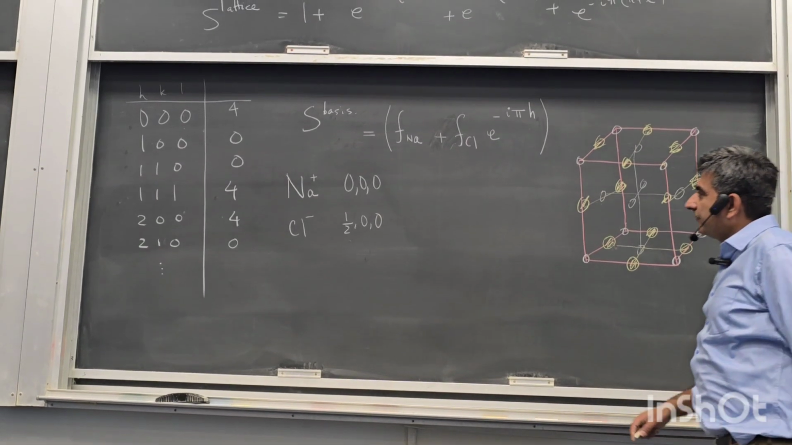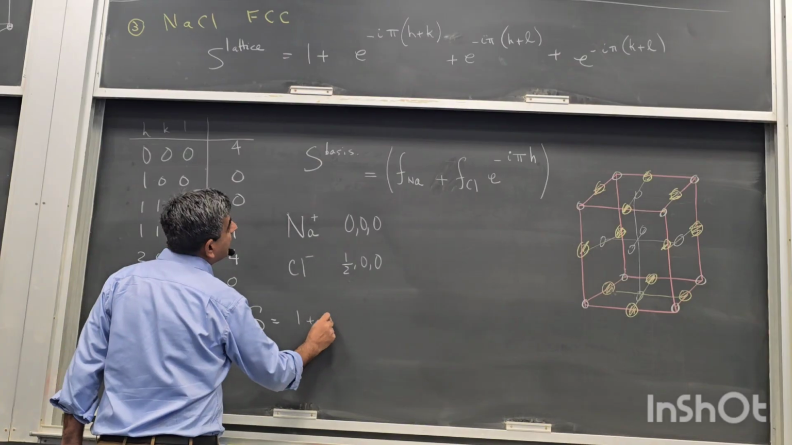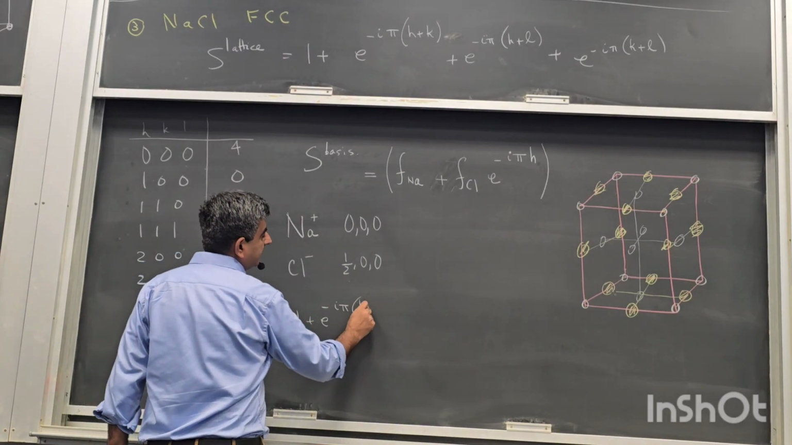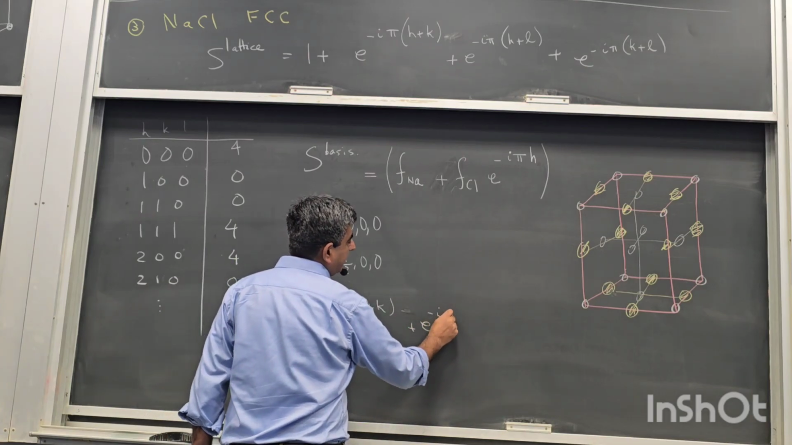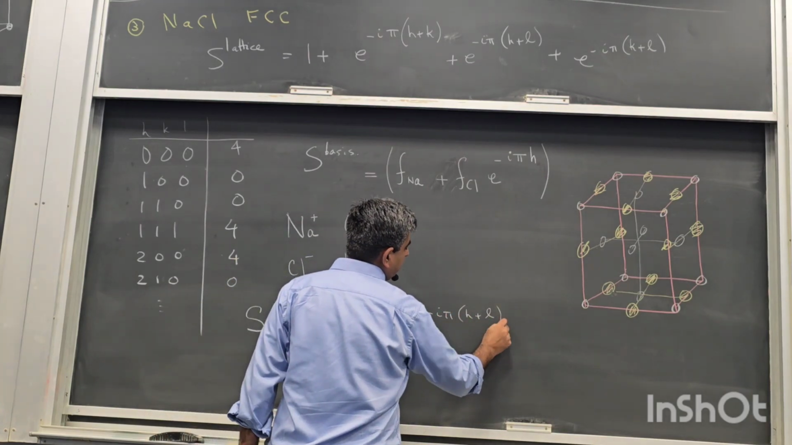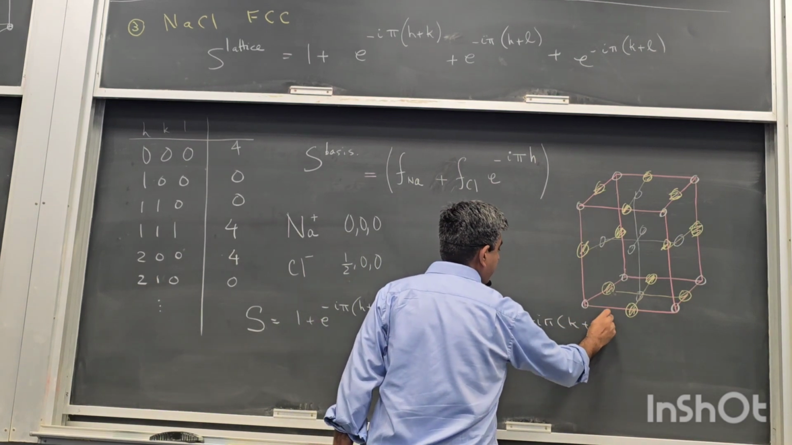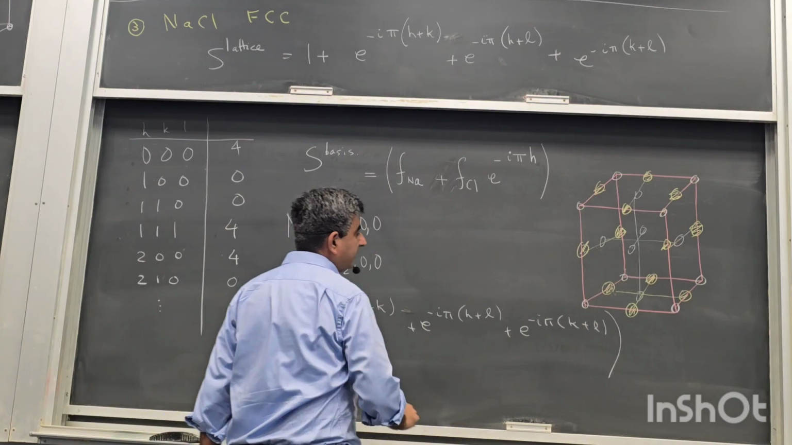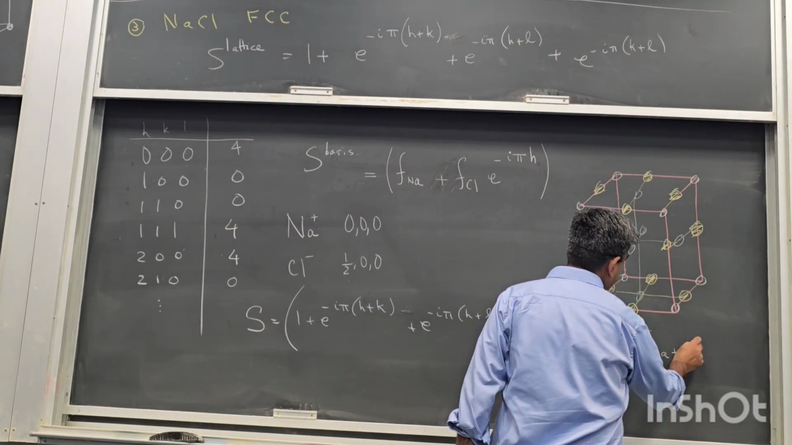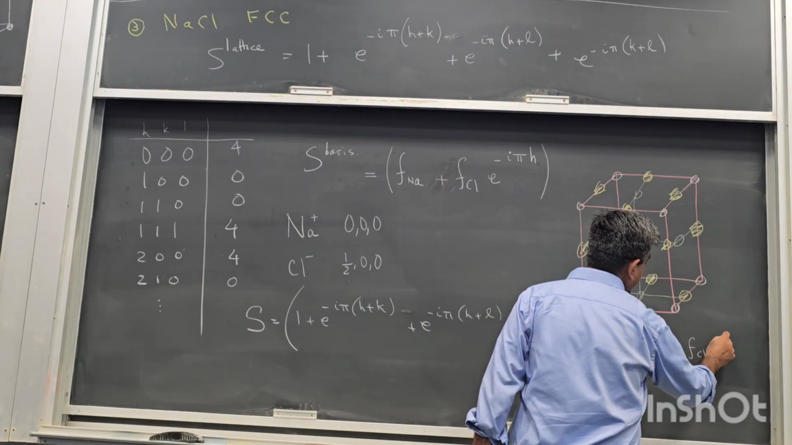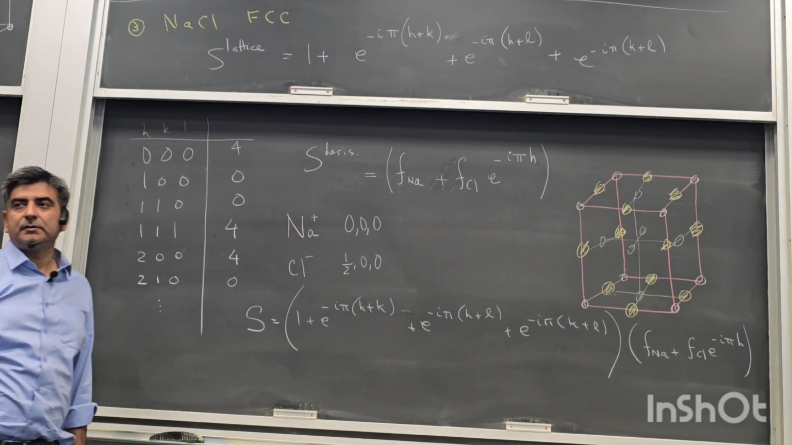Now what you would like to do is find an overall structure factor, which will be 1 plus e to the minus i pi (H plus K), plus e to the minus i pi (H plus L), plus e to the minus i pi (K plus L), and you multiply this with F Na plus F Cl e to the minus i pi H. Okay.